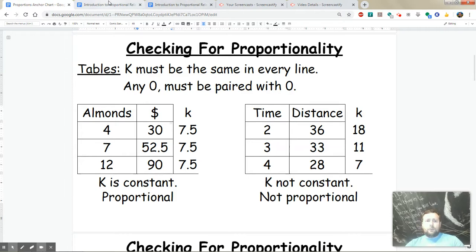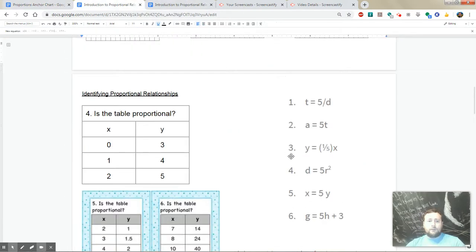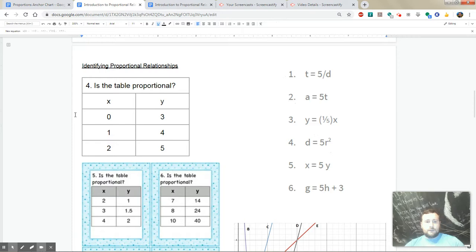So let's try this with some of these problems. You can see here, this first table, let's check if that's proportional. All right, so you've got 3 divided by 0. So you already have a 0 not paired with a 0. So that's not going to work. That one's already not proportional, right? And you can also check that 4 divided by 1 is 4, but 5 divided by 2 is 2.5. So the K is not staying constant. It's not proportional.